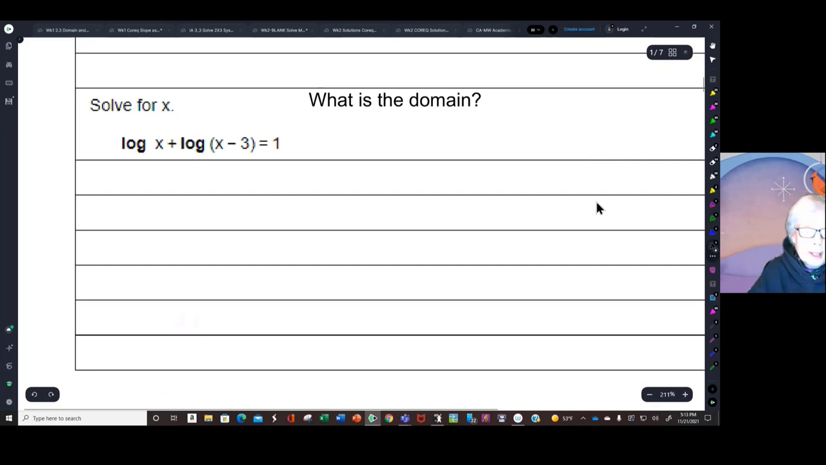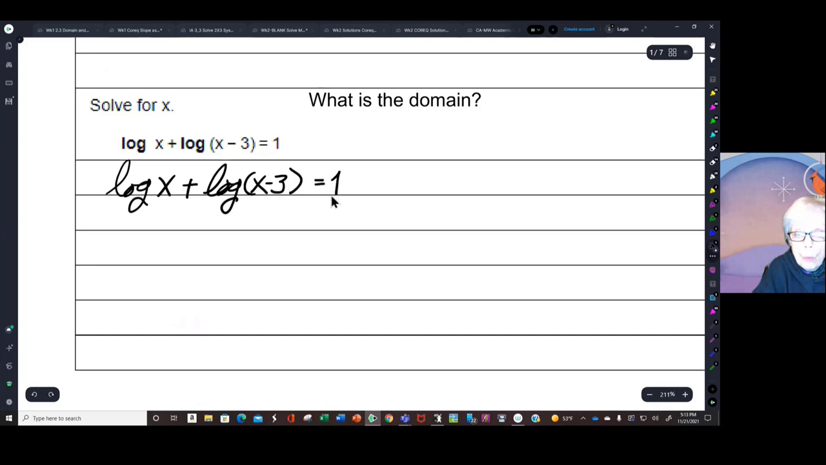All right, now look at this. We have log of x plus log of x minus 3 equals 1. Before we do anything else, we have to find the domain of all this.